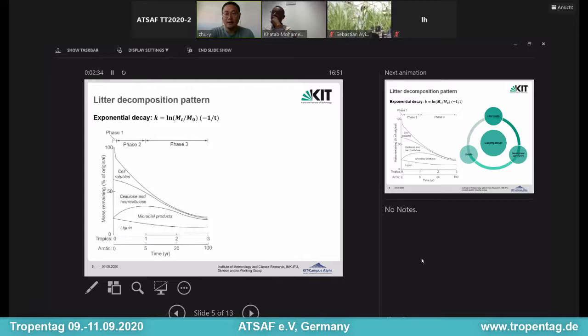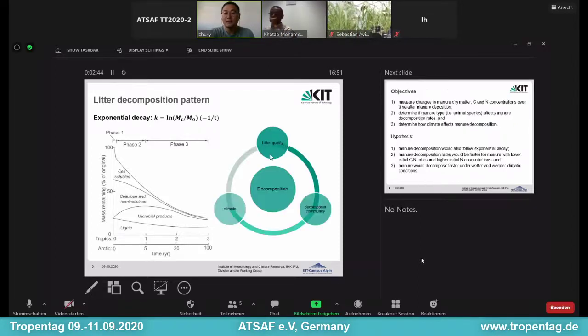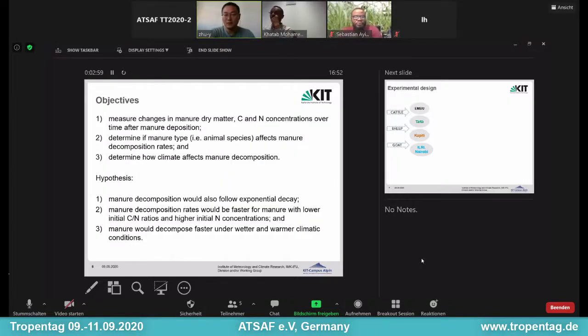From previous litter studies, we already know the plant litter decomposition follows exponential decay patterns and is mainly influenced by litter quality, climate, and the decomposer community. How about manure decomposition? Will it be the same as litter? Following this question, we aim to measure the changes in manure dry matter, carbon and nitrogen concentrations over time after manure decomposition, determine if manure type, like manure from different animal species, affects manure decomposition rates, and determine how climate affects manure decomposition.